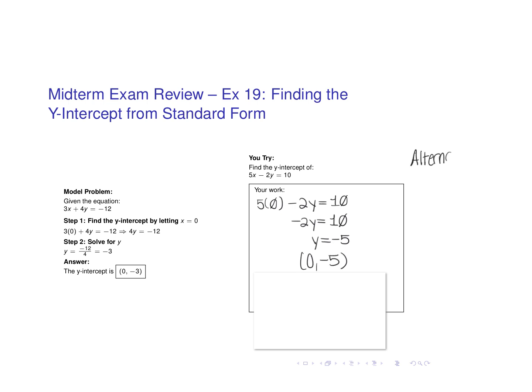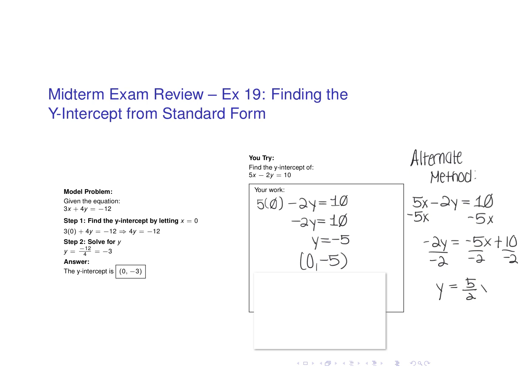This also works fine if you are not comfortable with standard form. So we can rewrite this equation in slope-intercept form by solving for y. So we subtract 5x from both sides. We end up with -2y is -5x plus 10. And then we're going to divide both sides by -2. And we end up with y equals 5 halves x minus 5. So again, the y-intercept is (0, -5).